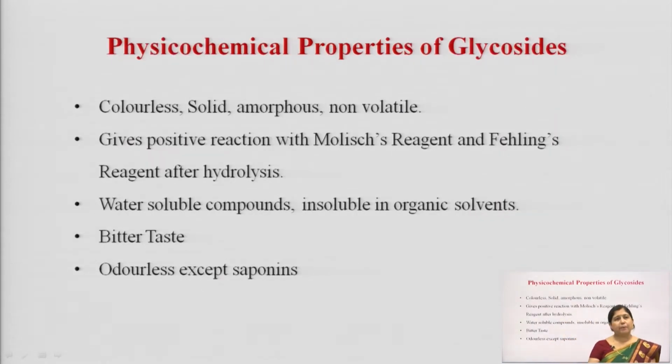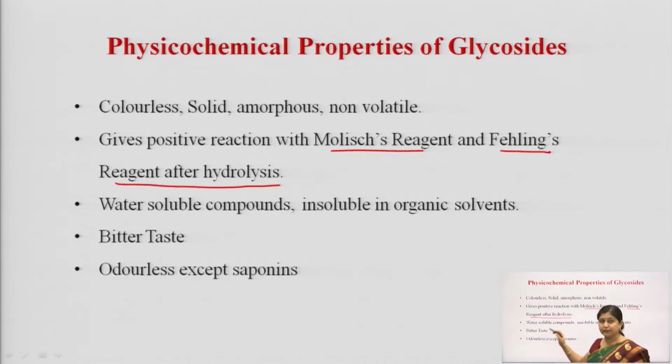Now, what are the physicochemical properties of glycosides in general? They are colorless solids, amorphous in nature and non-volatile. They give positive reactions with Molisch reagent and Fehling's reagent after hydrolysis. Molisch test and Fehling's test are tests for carbohydrates. If we hydrolyze these glycosides with HCl, we can easily break the glycosidic linkage, and then if we perform the Molisch test or the Fehling test, glycosides will generally give a positive test.